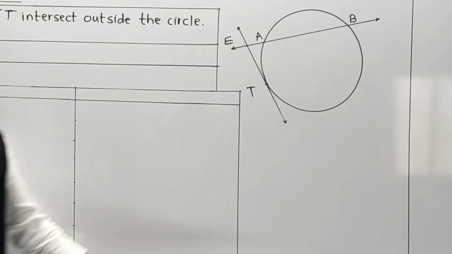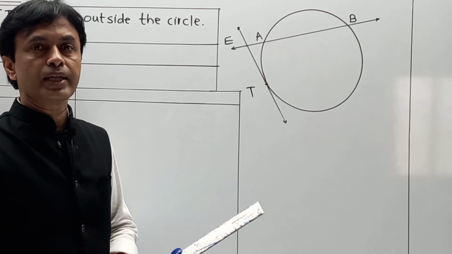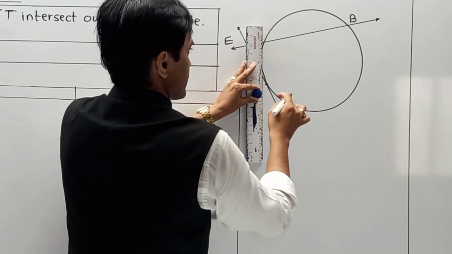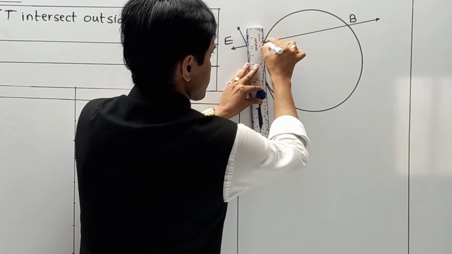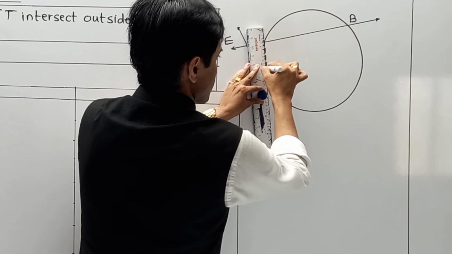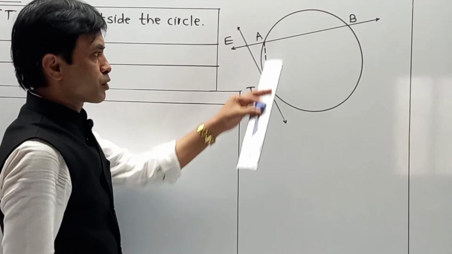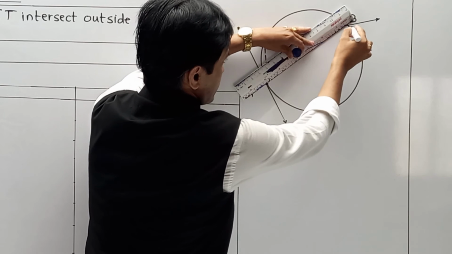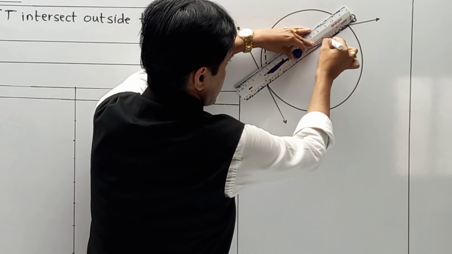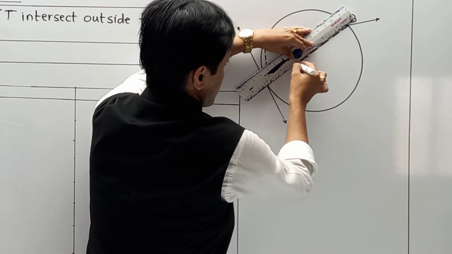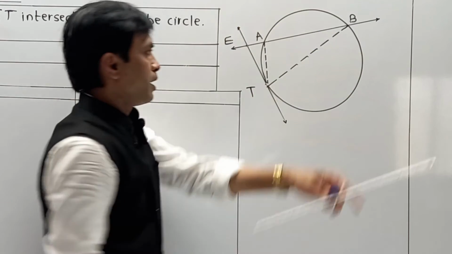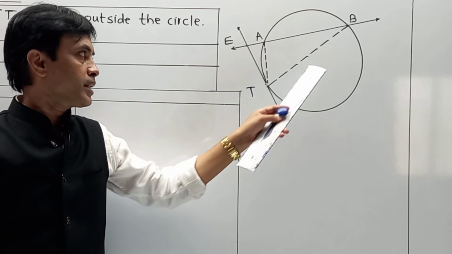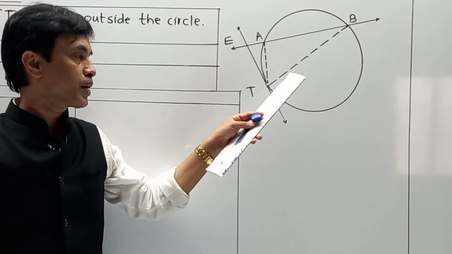So student, coming to the part over here, now I am going to join what we have written in the construction. I am going to join A with T. First I have joined A with T, and next I am going to join B with T. In this way, we have joined first AT, then BT. There is no need for the center of the circle, so we have not mentioned it.